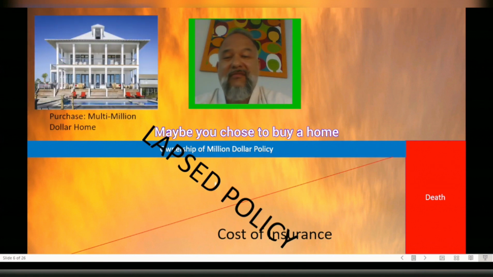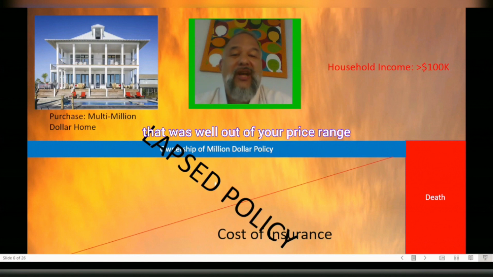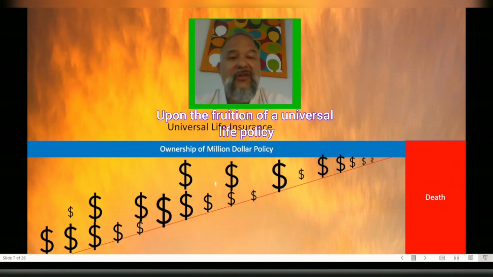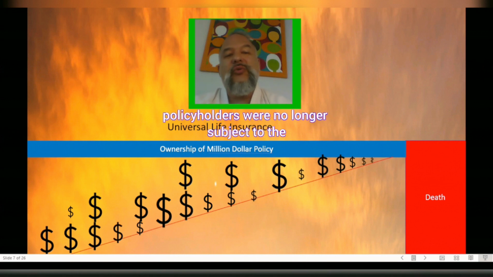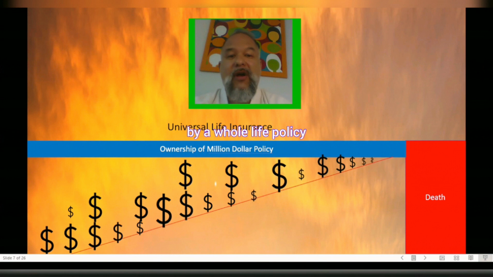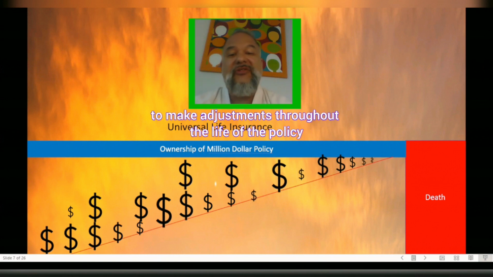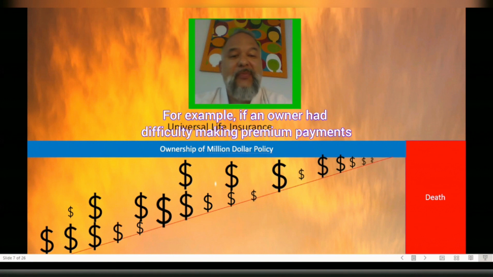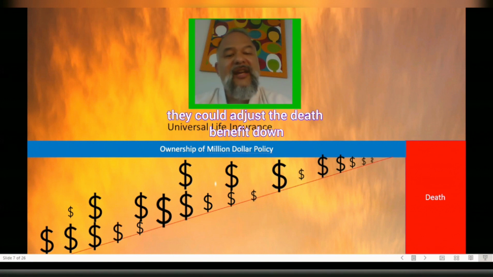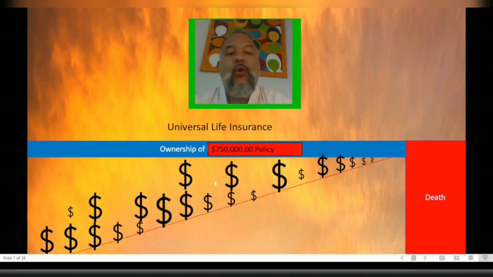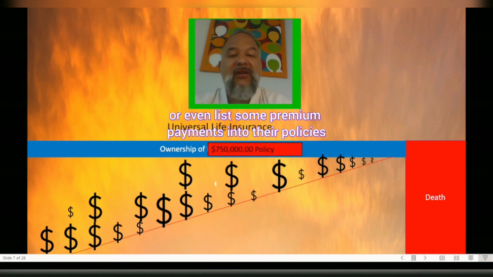Maybe you chose to buy a home that was well out of your price range, but you decided to do it anyway. Upon the fruition of a universal life policy, policyholders were no longer subject to the rigid payment structures previously defined by a whole life policy. The shift in design allowed policyholders to make adjustments throughout the life of the policy. For example, if an owner had difficulty making premium payments, they could adjust the death benefit down, or even miss some premium payments into their policies.